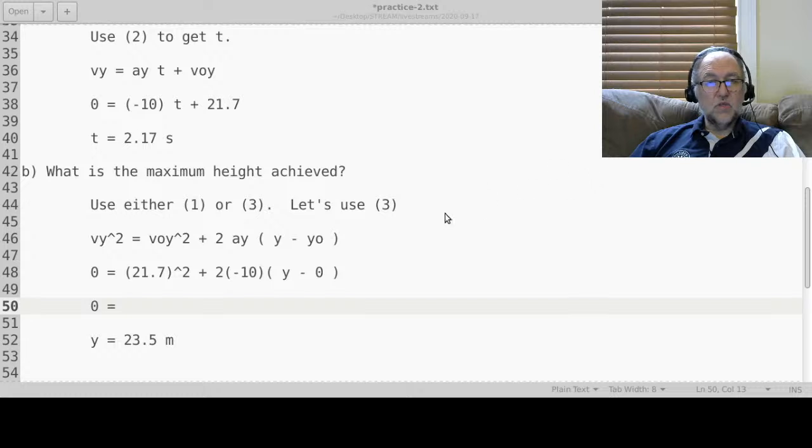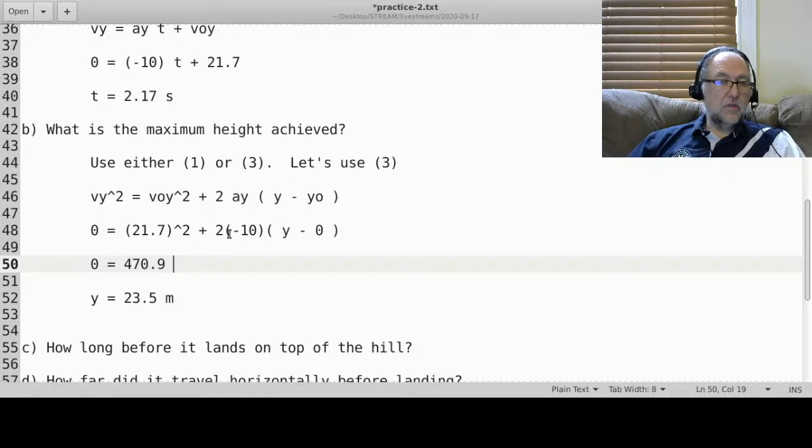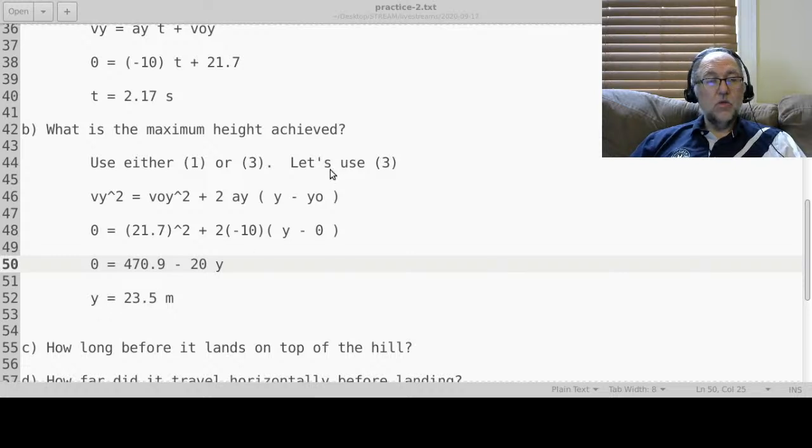That 21.7 squared, what is it? It's this number right here. Actually, let me round that off. And then negative 2 times negative 10 is negative 20, times y minus 0, which is just y. That's what I'm solving for there. Then just bring the negative 20y to the other side and divide through by 20, and you get that y is equal to 23.5 meters. So y is equal to 23.5 meters, and that tells you the maximum height.